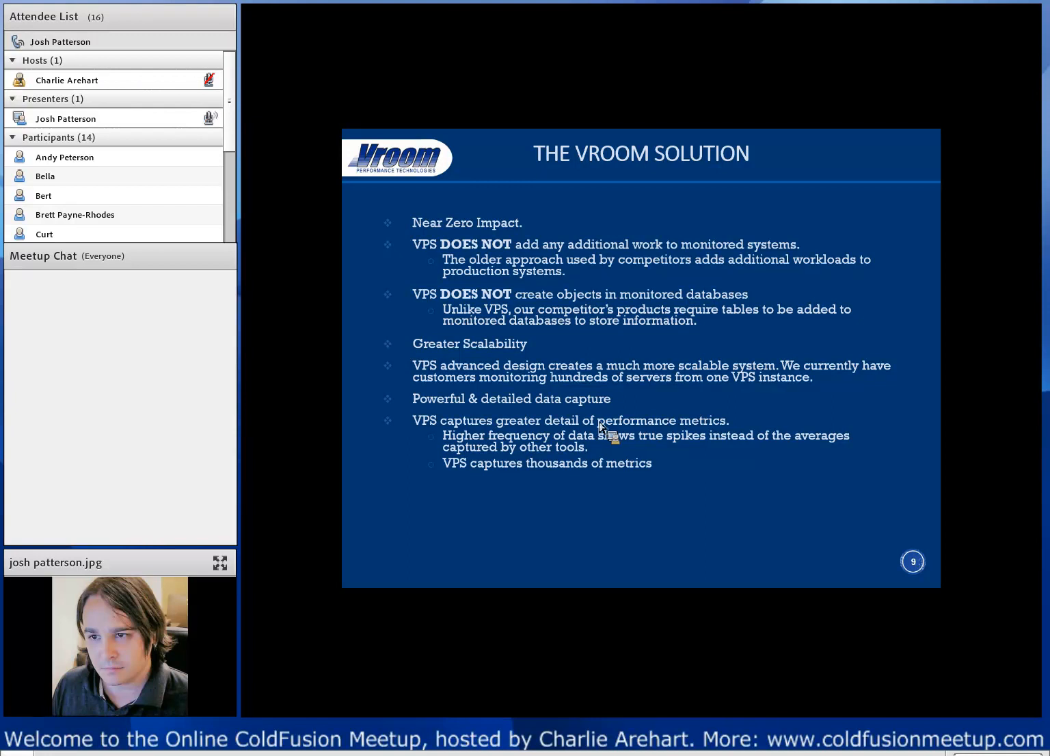We've created a tool that doesn't have a lot of impact, one that doesn't require you to add anything to your server. There's no software to install on a server to be monitored, though you can install it on the same server that you're using. There's no objects created in the database. There's no tables, no jobs, no traces, none of that stuff.